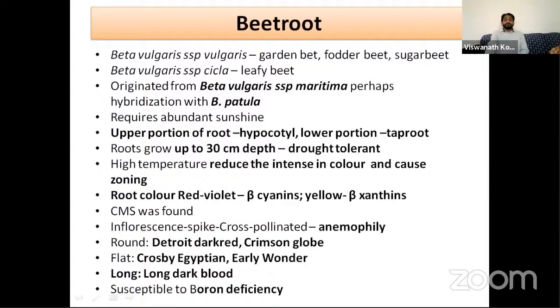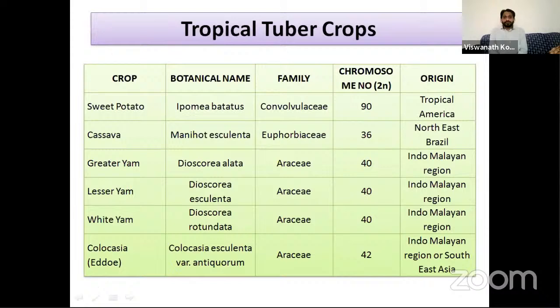So we completed the cole crops, bulb crops, and the root crops. And now we move to the tropical tuber crops. The temperate tuber crop is potato, which we covered in our last lecture. Now we see the tropical tuber crops. What are the different tropical tuber crops? Sweet potato, cassava, greater yam, lesser yam, white yam, and colocasia.